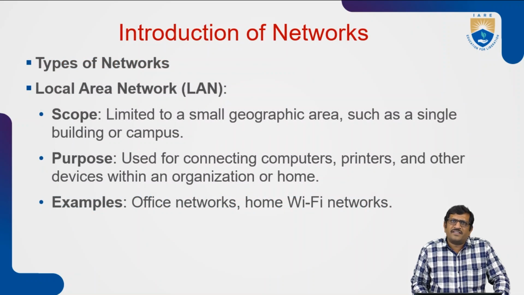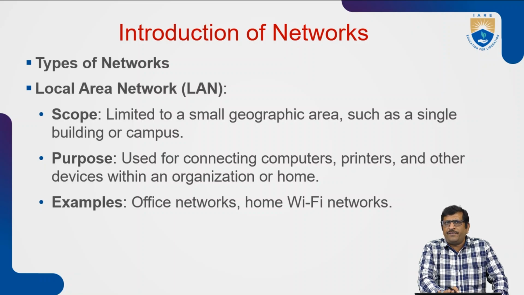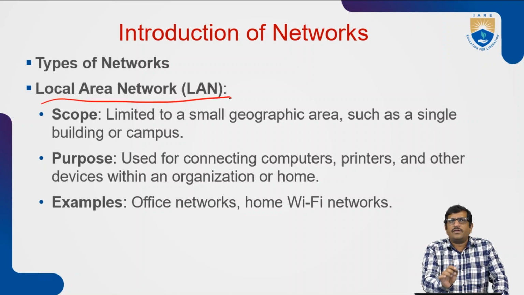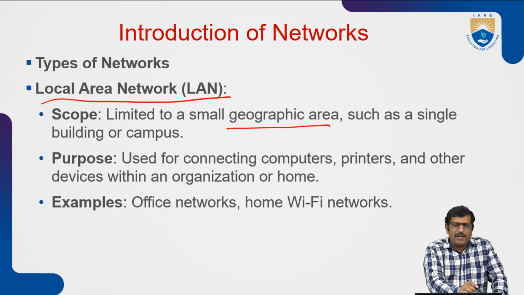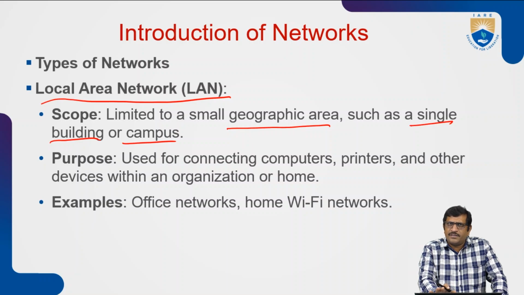Here are the types of networks. Generally, in society we utilize different types of networks. Among them, the first network is the local area network. The local area network is limited to a small geographical area, that means a single building or a campus, any institution in a single building, domestic use, or a single campus. So it is limited to very small geographical areas.